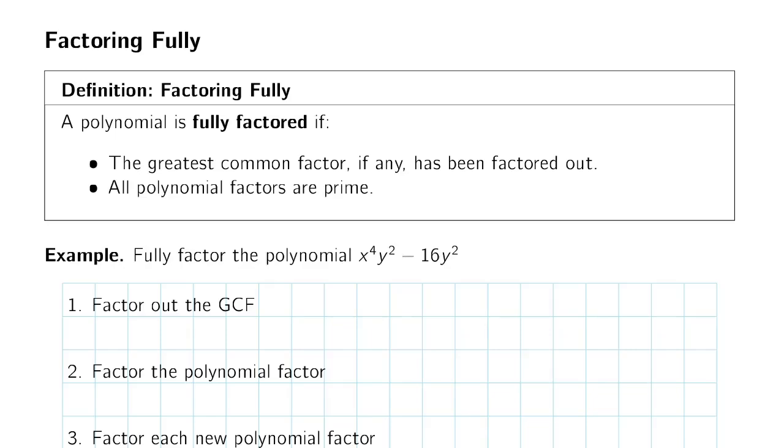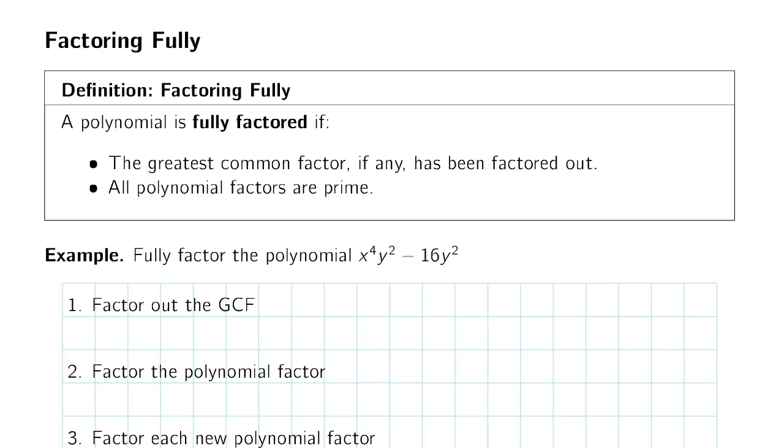Sometimes we will require multiple rounds of factoring in order to factor a polynomial as much as possible. We say that a polynomial is fully factored if any greatest common factor has been factored out, and then all remaining polynomial factors are prime.